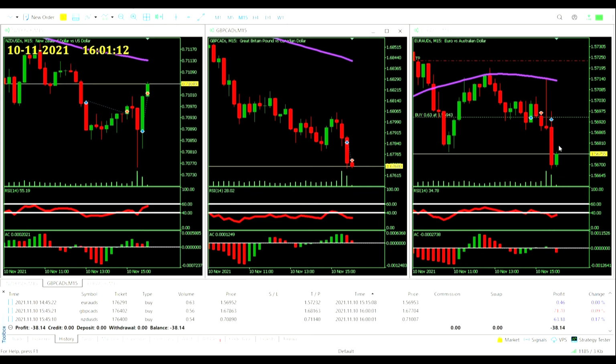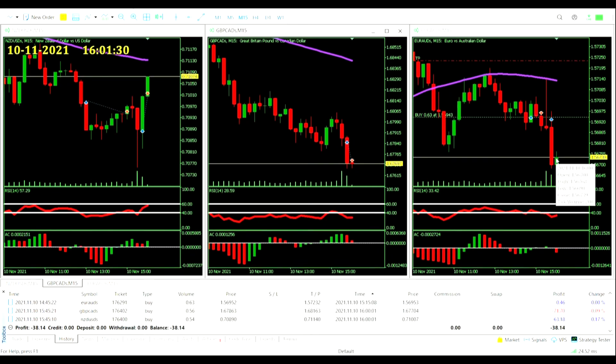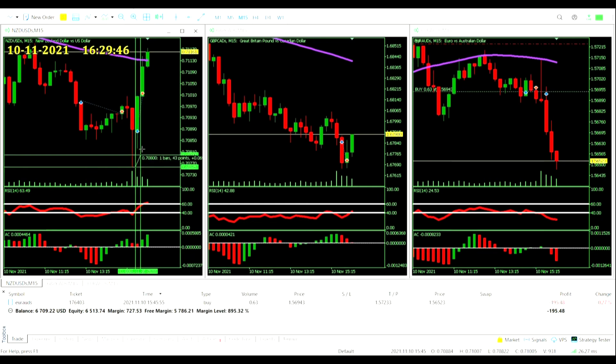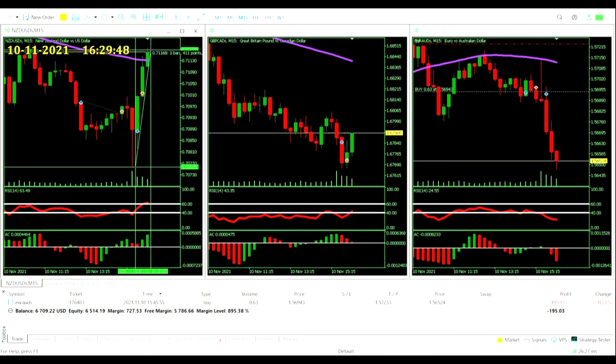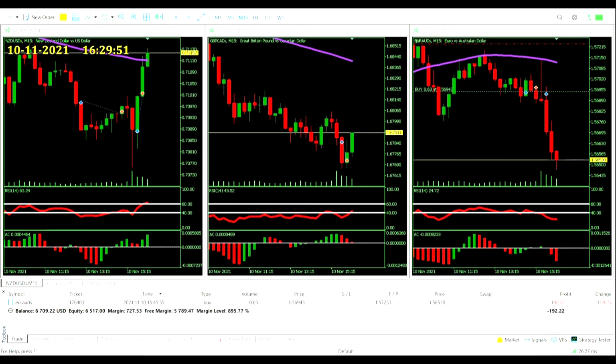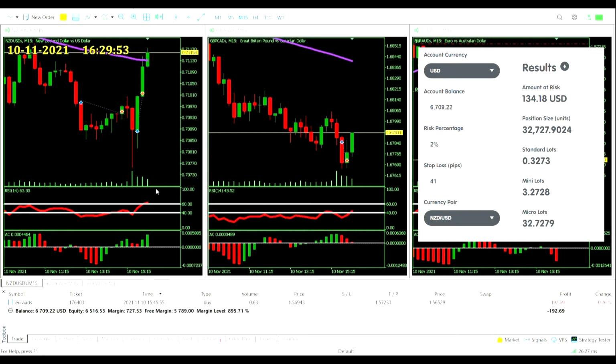This is what we want to see on the Euro Aussie though. We need the return, and we need it in a big way. Really would like to take some profit from today, but we'll wait and see it out. We are measuring out our risk on the New Zealand dollar US dollar chart. 41 pips will be the number, and we are going to get a sell trade here as it moves into overbought territory above the moving average.